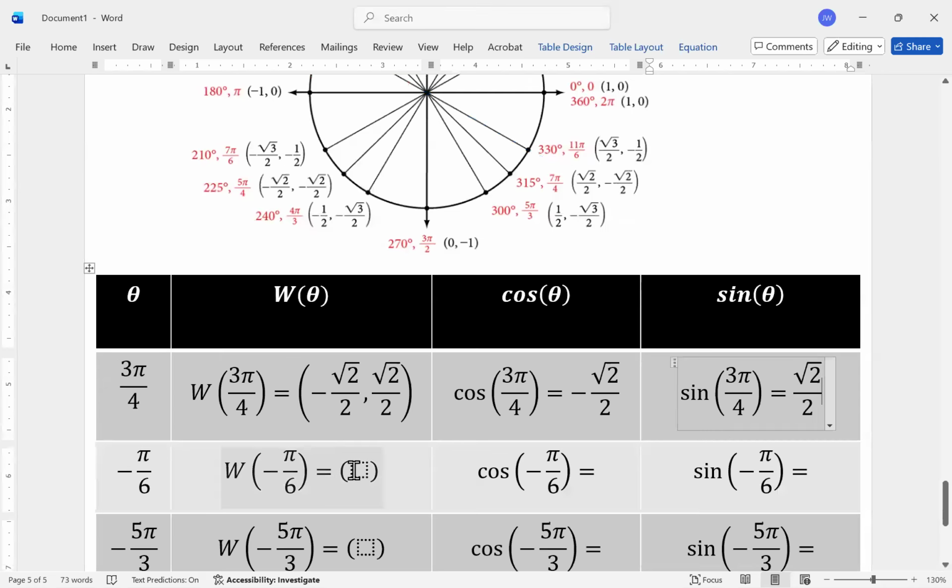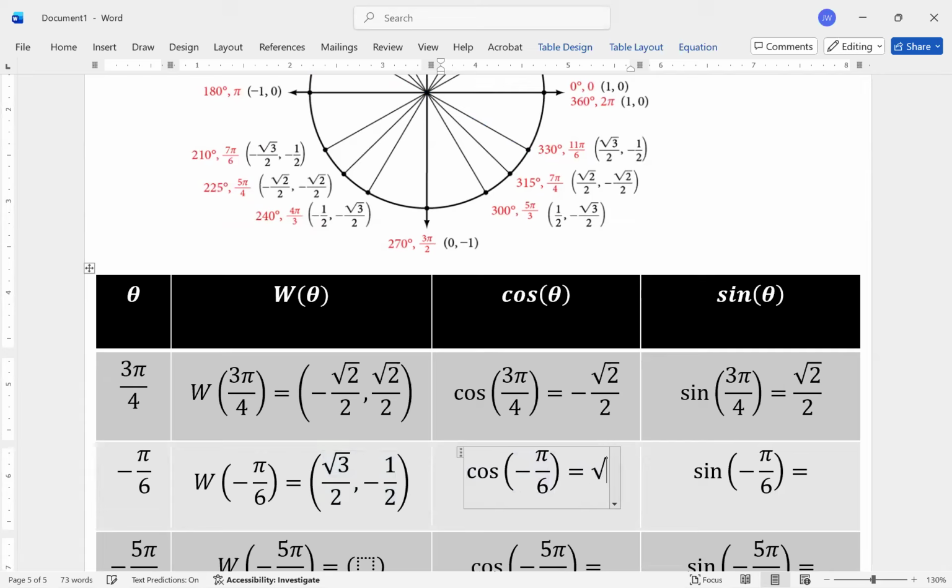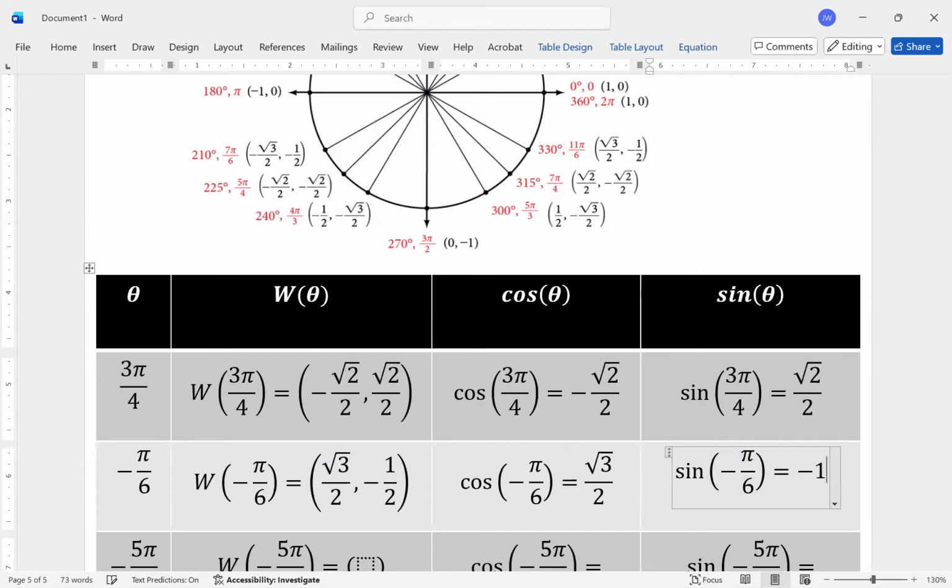So let's fill that out. The wrapping function of negative pi over 6 is the square root of 3 over 2, comma, negative 1/2. Cosine of negative pi over 6 is the square root of 3 over 2. Sine of negative pi over 6 is negative 1/2.